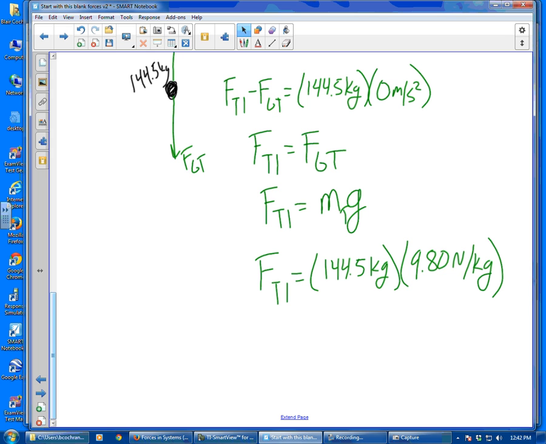I decided to give my voice a break for a second. Yeah, it's basically, because look at their free body diagrams. They're like identical except for different masses.